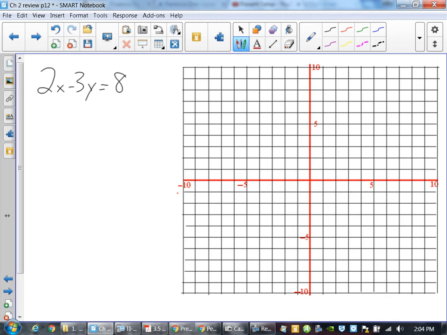Here's what I mean. What's the value of x when I cross the y-axis? 0. What's the value of y when I cross the x-axis? 0. So if I cover up my y value, as in I'm making y equal to 0, what's my x-intercept for this equation?